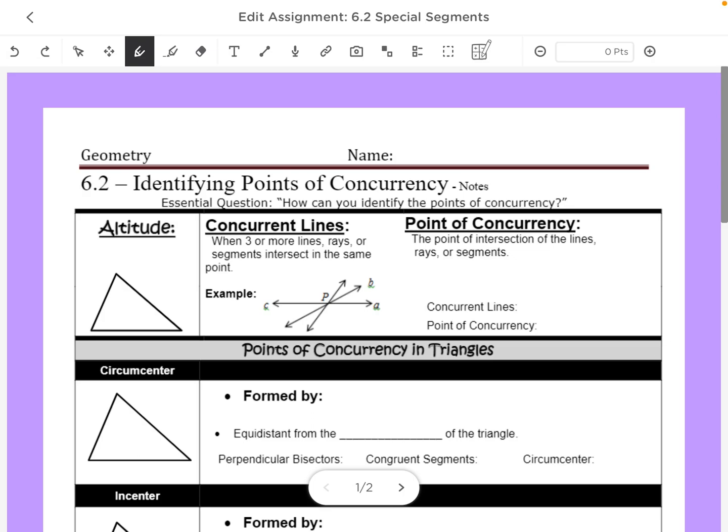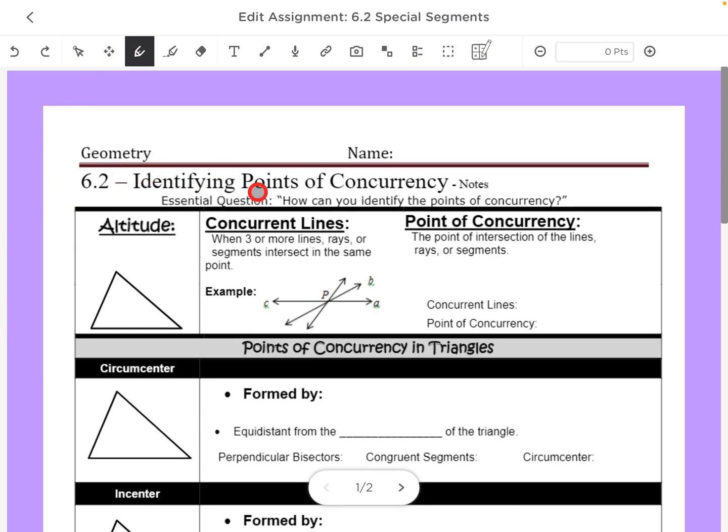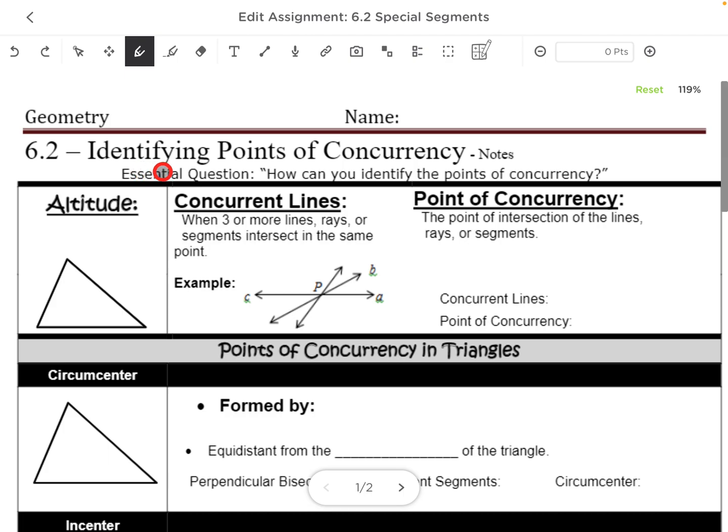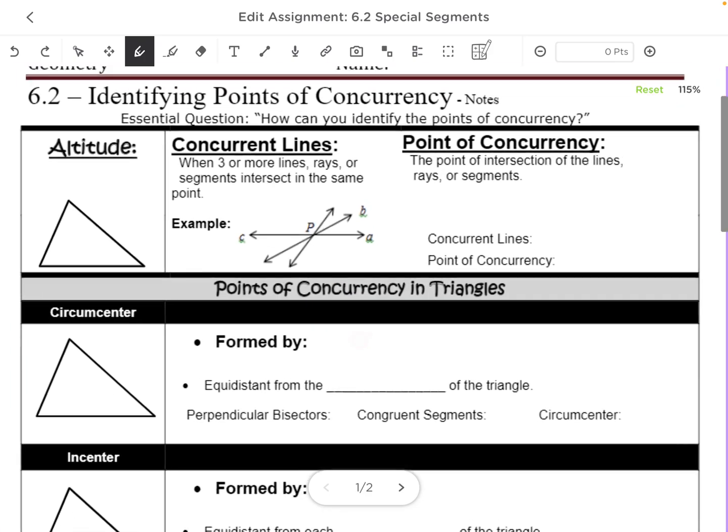Okay, welcome back, kids. Now we are working on our second lesson in Unit 6, so we're talking about 6.2. Today we're going to be identifying what we call points of concurrency. That's a new word that we haven't used before. So our essential question is, how can you identify those points of concurrency? What does that all mean? Well, let's talk about it.